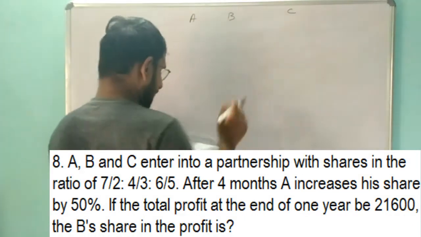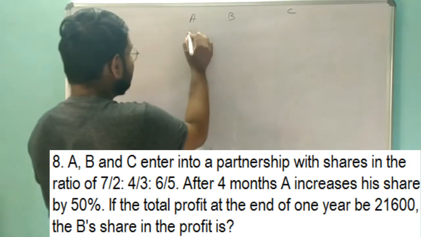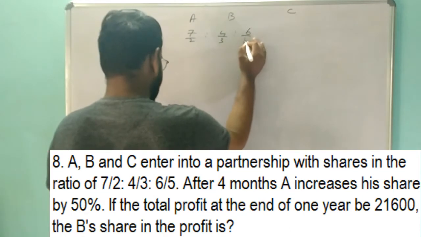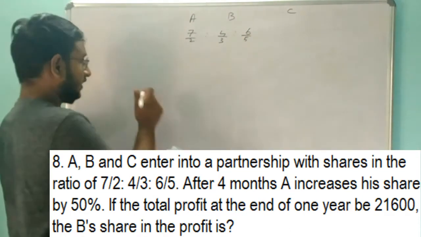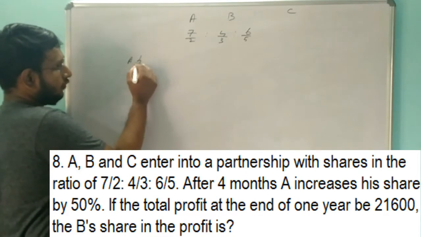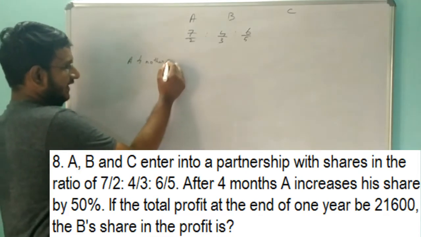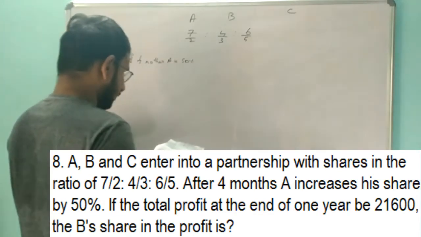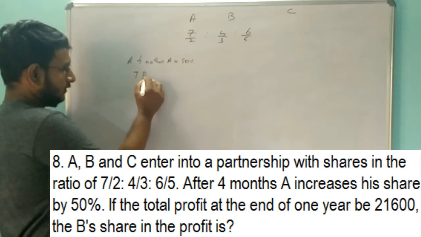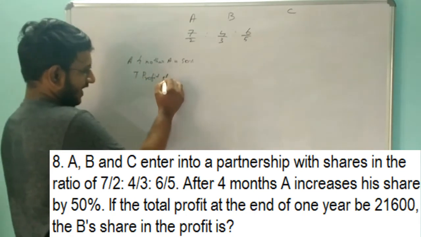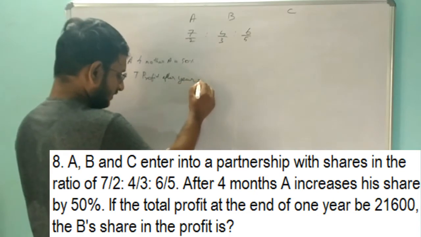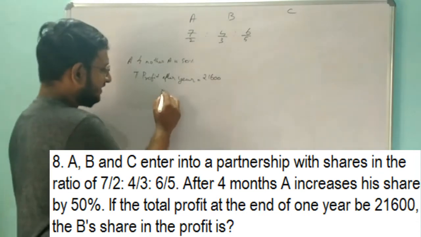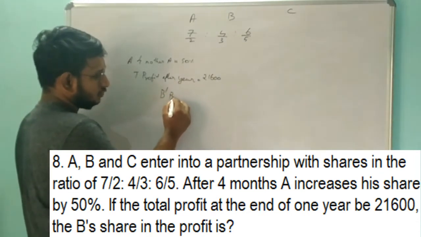In the last problem, they are given three stakeholders, A, B, C, and their shares are 7/2 is to 4/3 is to 6/5. After 4 months A increases his share by 50%, and the total profit at the end of 1 year is 21,600. So this is the given parameter, and they are asking us to find B's profit.